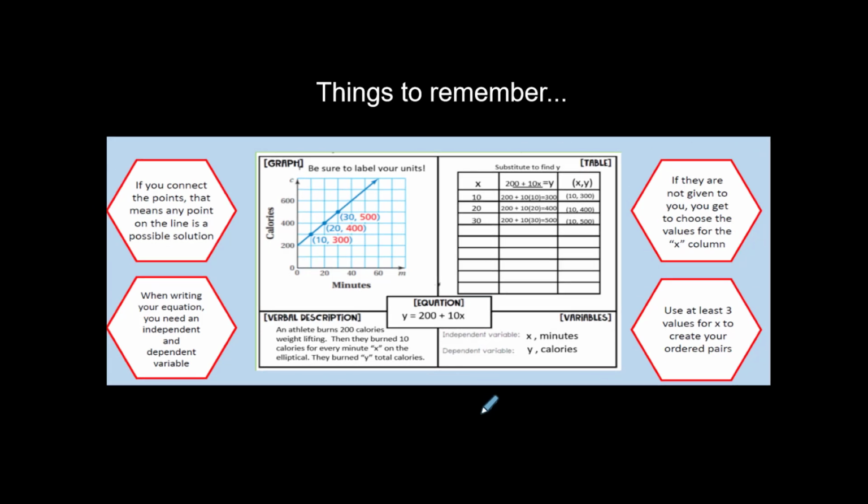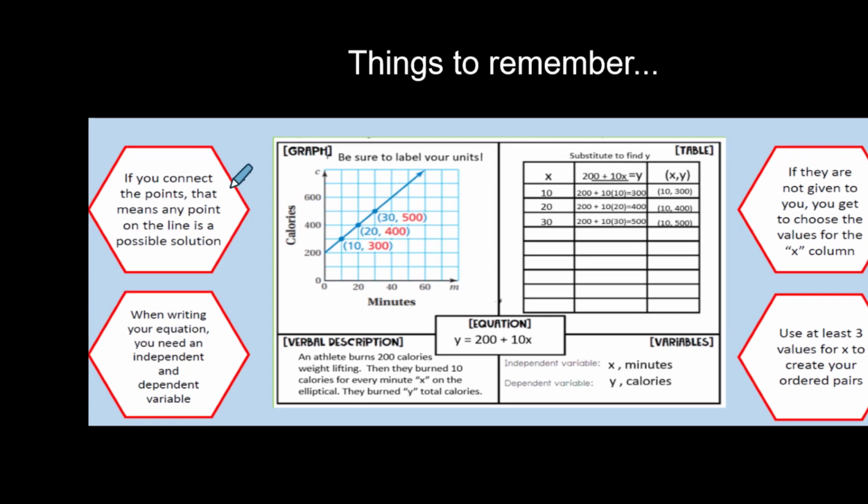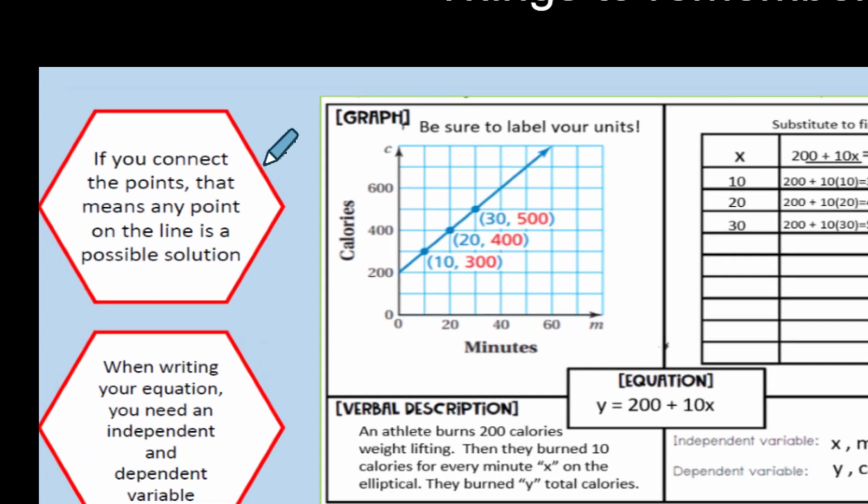Wow. There are some things to remember when you're doing these. So I wanted to go through each of these. We're going to start up here. It says if you connect the points, that means that any point on the line is a possible solution. As you can see here, our points that we graphed, we did connect that line. So be aware of the context of your story and if it would make sense. The story of this graph is that there was an athlete who was burning calories.